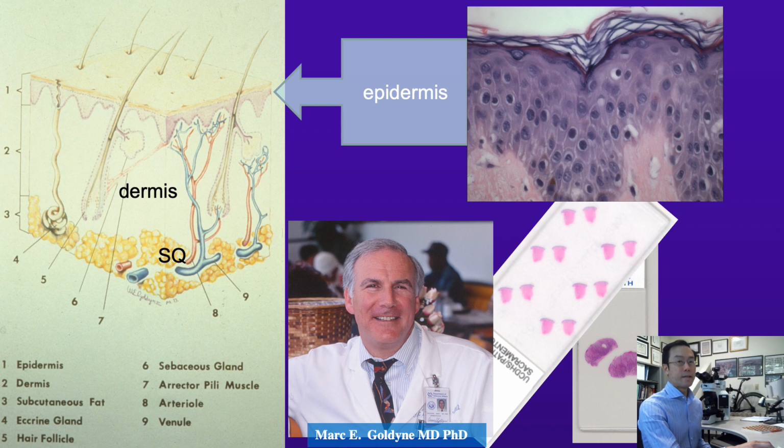Of course, in order to identify and appreciate histopathologic features, we do need to appreciate normal histology of skin tissue. And so we're going to start by reviewing some of the basic structures in the skin.